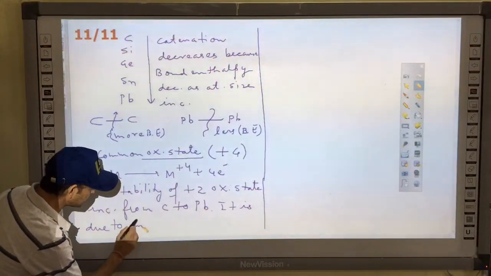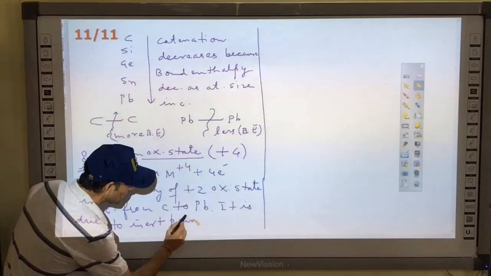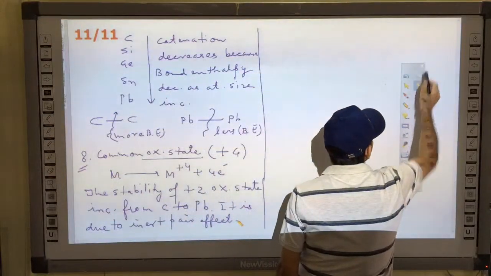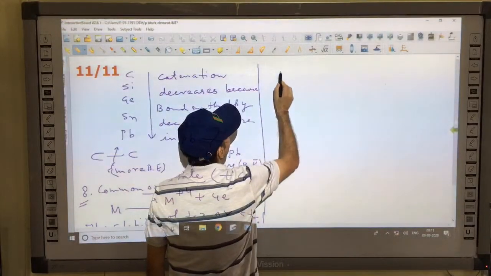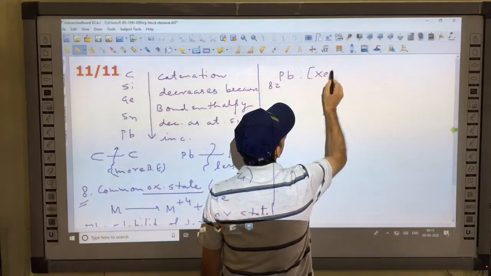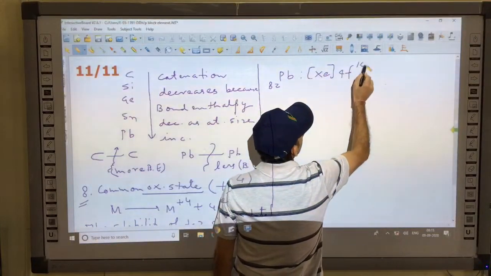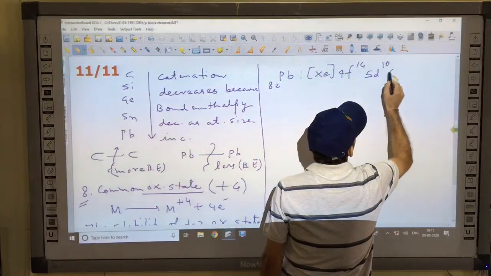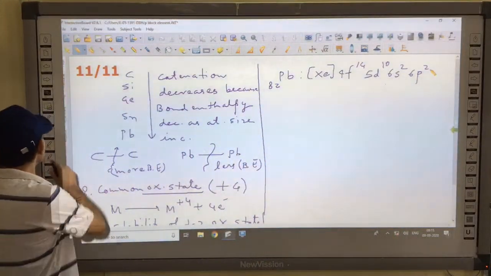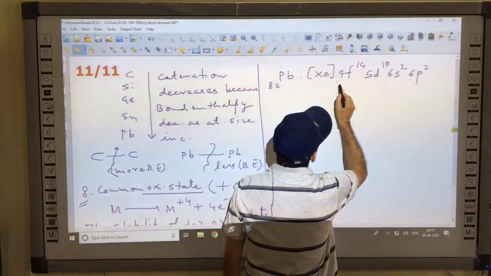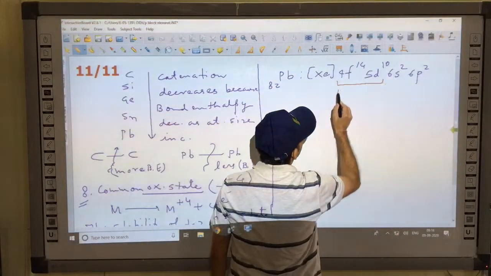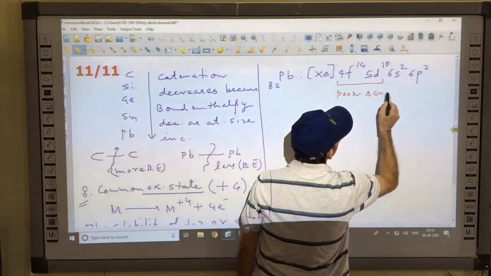Inert pair effect. Now, going back to the inert pair effect, look at lead. The atomic number of lead is 82. Its electronic configuration is xenon 4f14, 5d10, 6s2, 6p2. Now, what is happening in lead? The 4f and 5d orbitals are completely filled, and completely filled orbitals have poor screening effect.